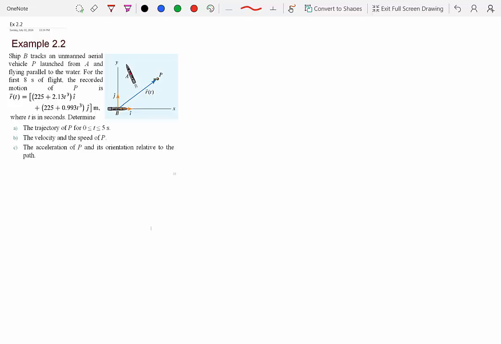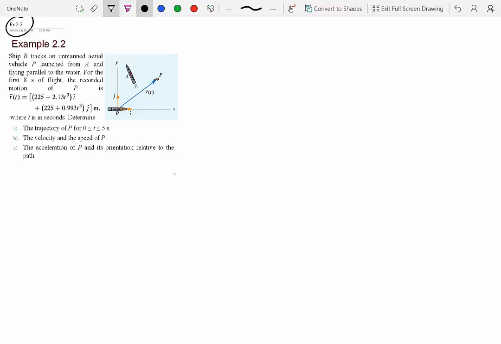Whenever I say example EX 2.2, that essentially means it's a solved example. Example 2.2 is a solved example in your textbook. If I say problem P something, then it's an unsolved problem from the textbook. So let's read this problem.